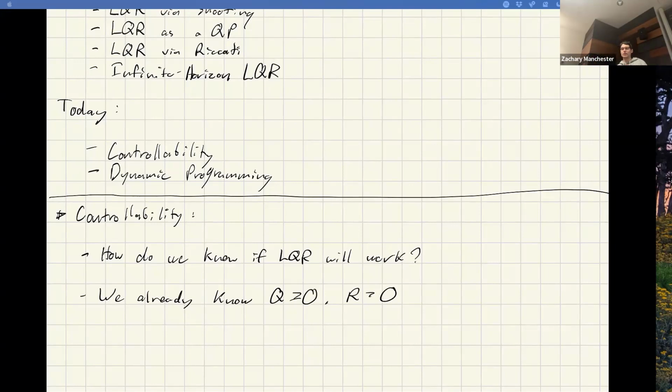So it's basically saying, from any arbitrary initial condition, given the control inputs that I have available to me, can I drive the system to the origin? That's a way of thinking about it.